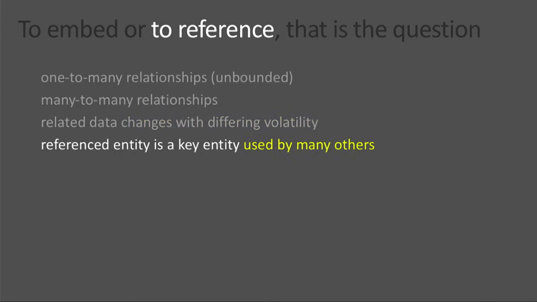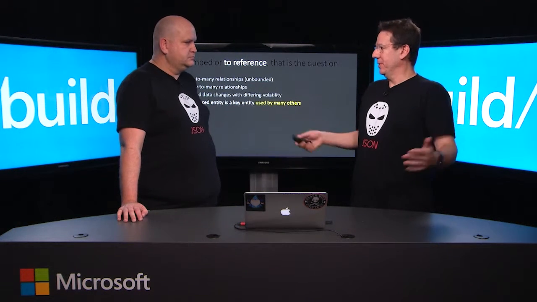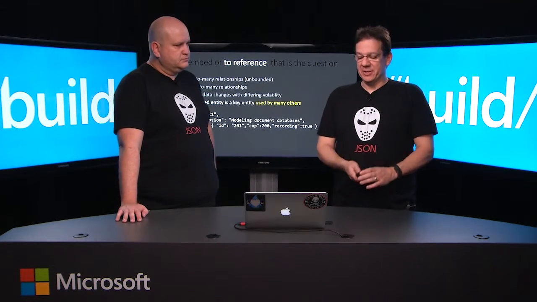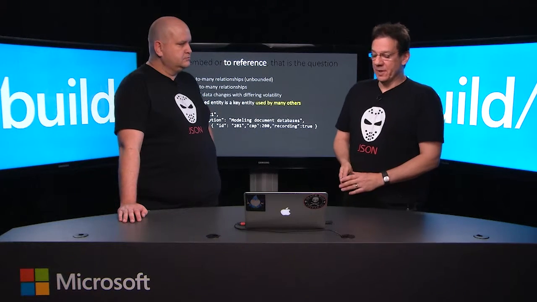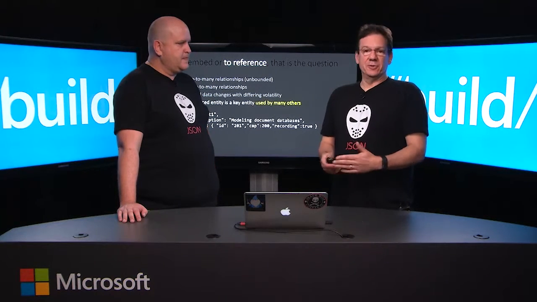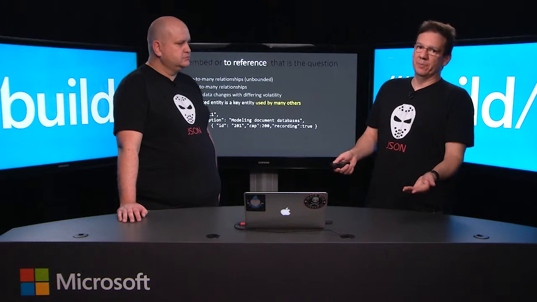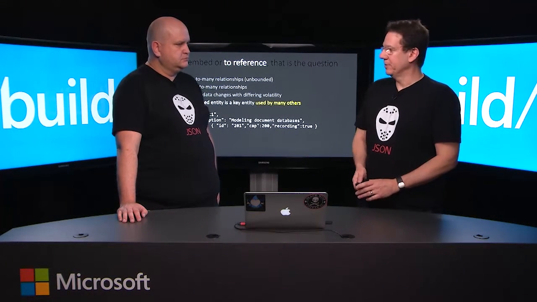So another signal that might say we want to reference is when there's a key entity that's used by many others. In this case, we keep talking about these talks. Well, if we actually went to the facility where the Build conference is at, there's various rooms, and maybe this session is in room 201, has a capacity of 200 people, and there's some recording equipment that's available. Now, let's say that there's 50 different sessions in that room, and then the recording equipment gets moved to another room. The last thing you want to do is update 50 different documents just setting the recording to false.